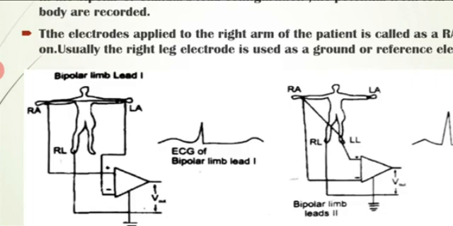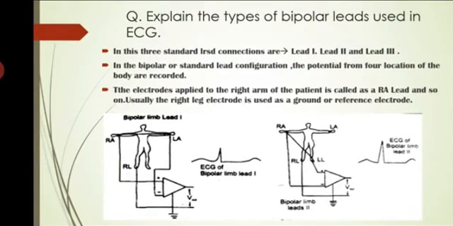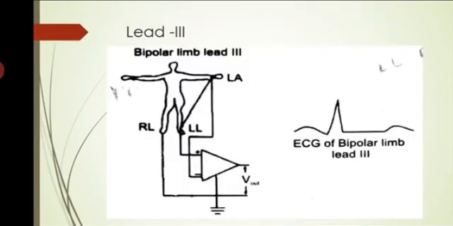In the lead 2 connection, they use the right arm and left leg. The left leg is given as the input to the positive of the amplifier, and the right arm is given to the negative of the amplifier. In lead 3, the left leg and left arm are used. The left leg is connected and the left arm is connected to the amplifier. This is the lead 3 connection.